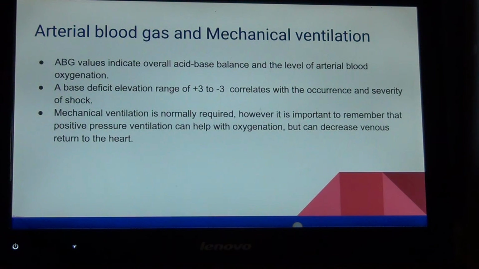However, it is important to remember that positive pressure ventilation can help with the oxygenation, but it can decrease the venous return to the heart, which in turn will cause your patient more harm.